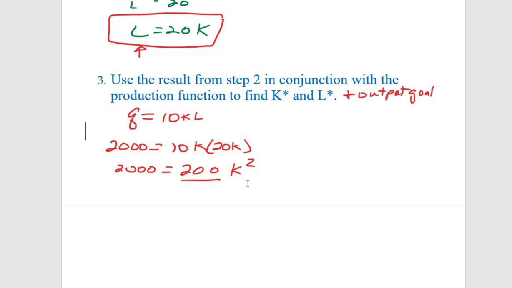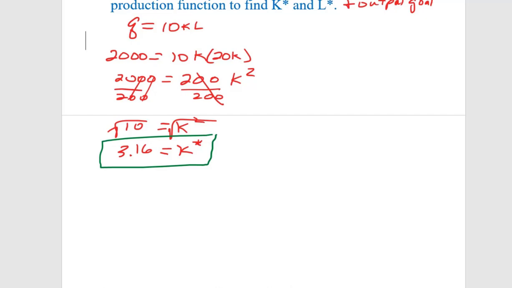I'll divide both sides by 200. And this side becomes 10 because the 2 zeros divide out. On this side, all I'm left with is K squared. When we have a squared term and we're trying to get the variable by itself, we take the square root of both sides. So K equals the square root of 10, which is 3.16. So 3.16 is our K star.